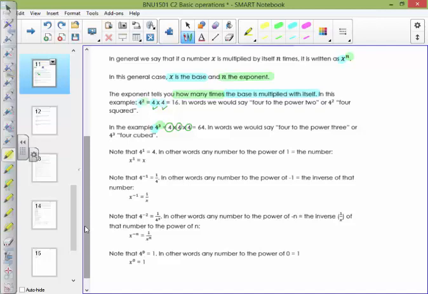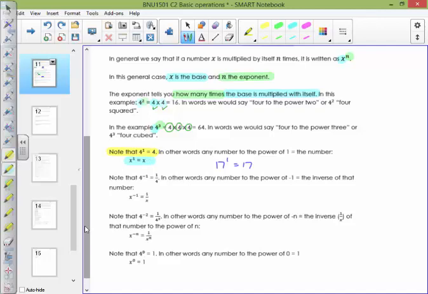A couple of little things that I said I'd come back to. If you've got anything to the power of 1, it is the same number. 4 to the power of 1 is 4. 5 to the power of 1 is 5. 17 to the power of 1 is 17. All numbers, in other words, are to the power of 1. So we don't need to write the 1. We can just write the number.